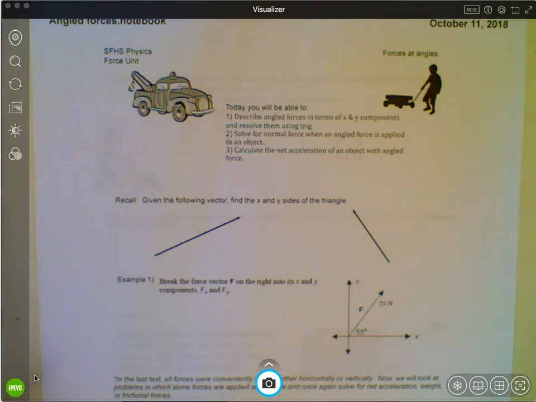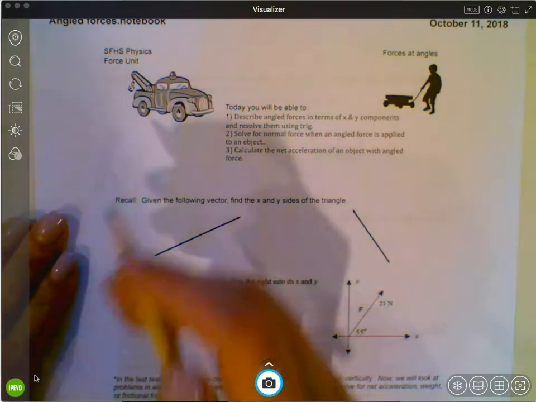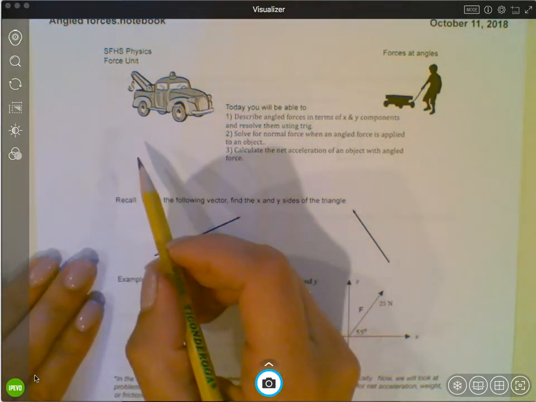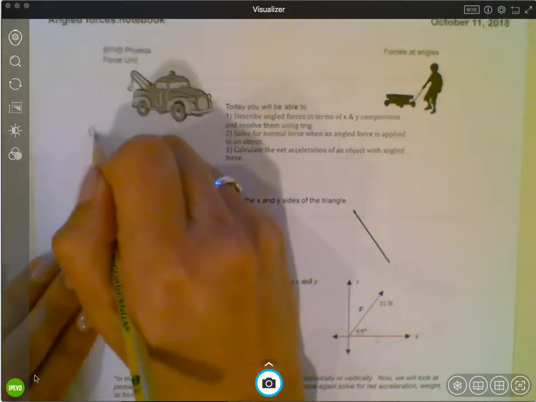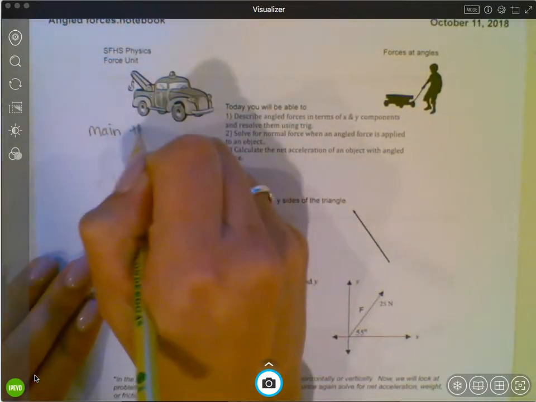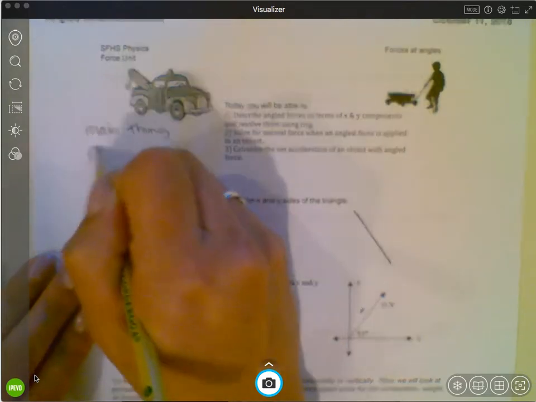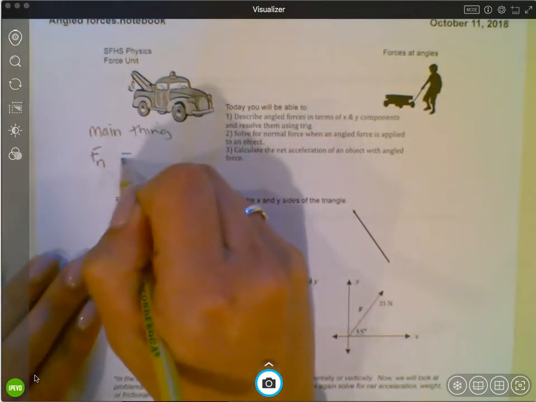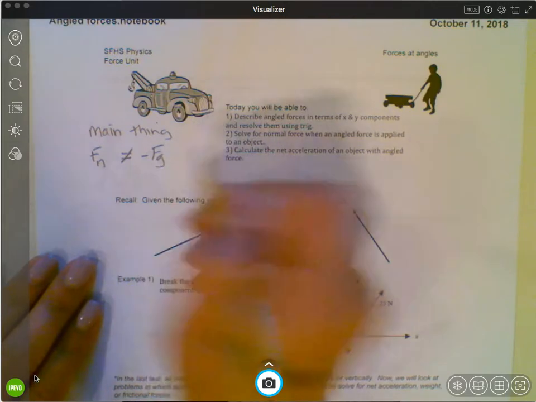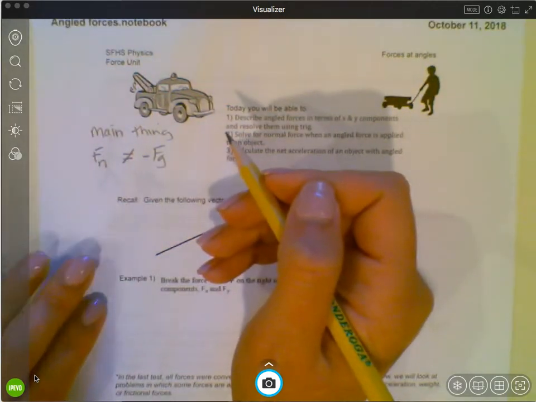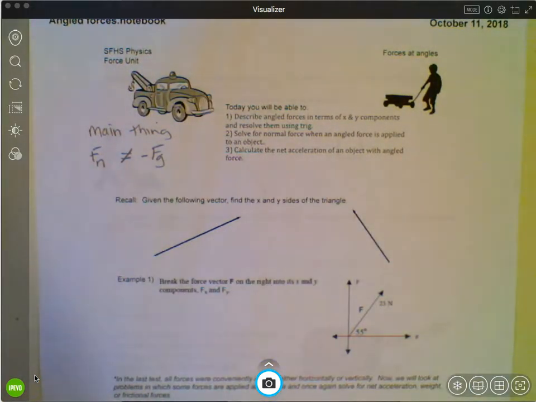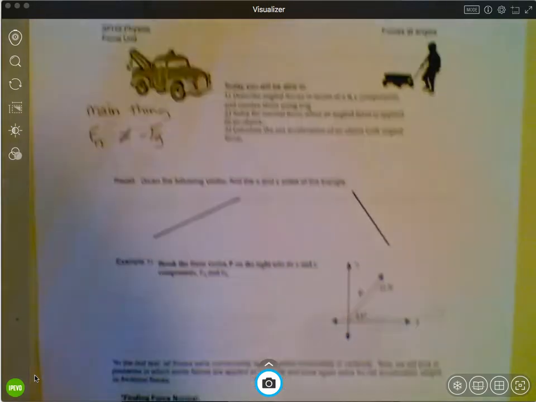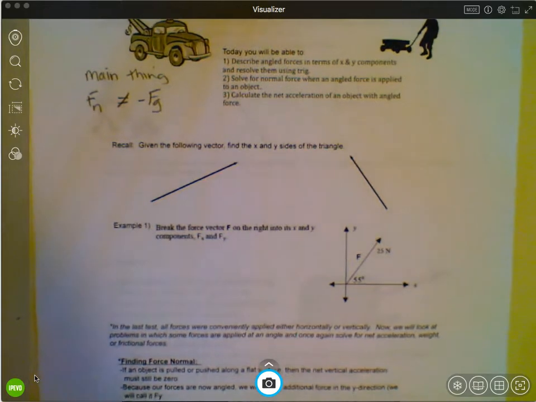Okay, so the main piece about this section that you need to be aware of, I'm just going to make a note up here, is that the normal force is no longer equal to the opposite of gravity on these angled forces. Okay, so up until this point, on the previous unit, that was always true, right? They always balanced. But because things are angled now, it's not necessarily true. All right. Okay, a couple things to remember.